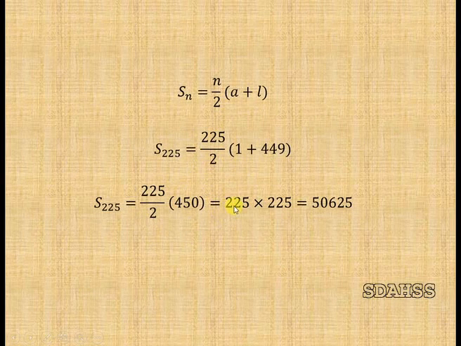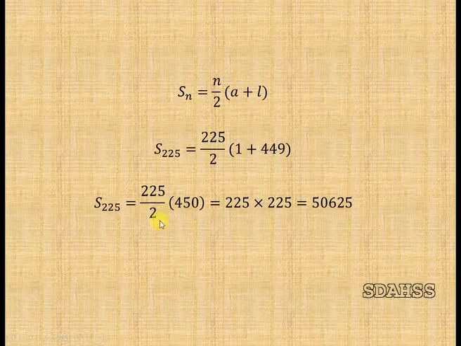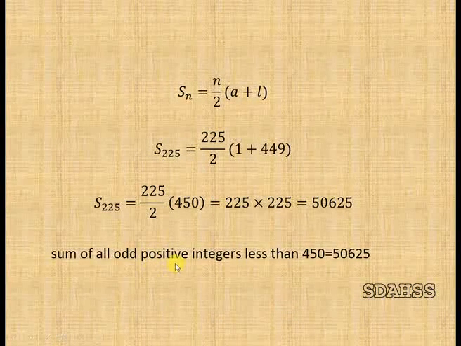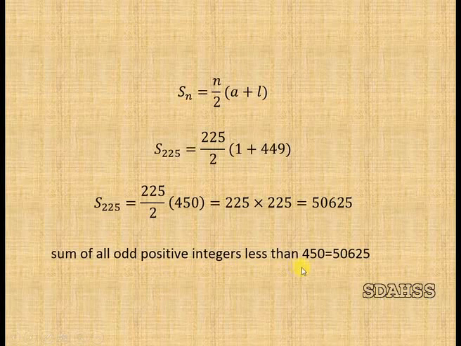This is equal to 225. Cancel the numerator and denominator by 2 tables, so you have 225. 225 into 225 equal to 50,625. Sum of all odd positive integers less than 450 is 50,625.